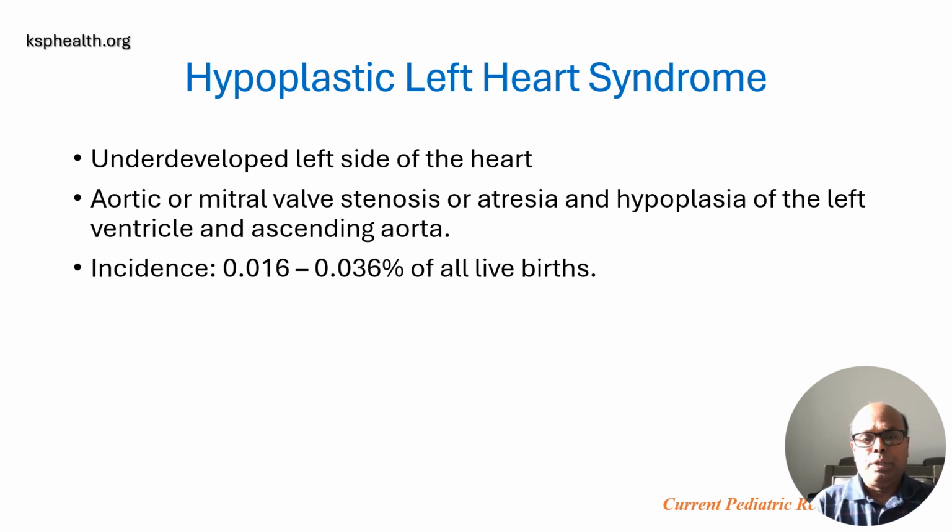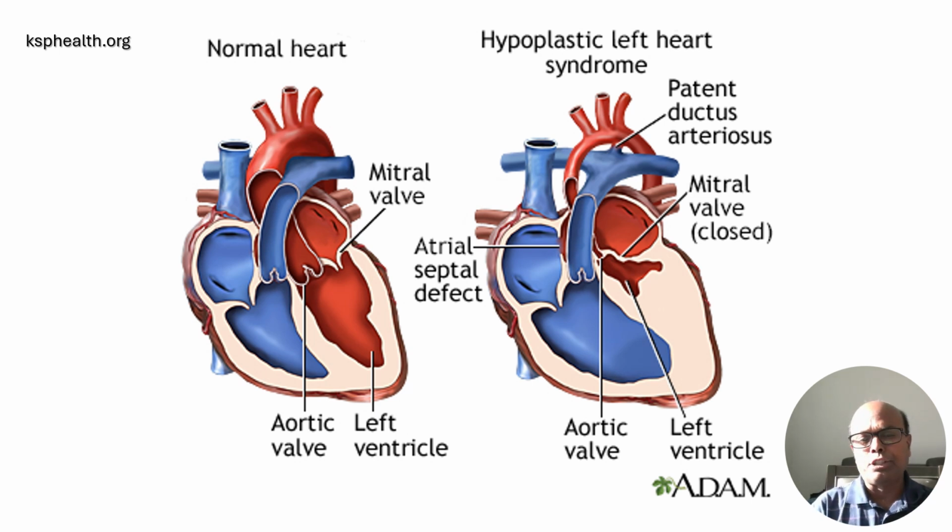Hypoplastic left heart syndrome is an underdeveloped left side of the heart. In this syndrome, you may see aortic and mitral valve stenosis or atresia, or hypoplasia of the left ventricle and ascending aorta. The incidence of this syndrome is 0.016 to 0.036 percent of all live births. This slide shows a normal heart and a hypoplastic left heart.